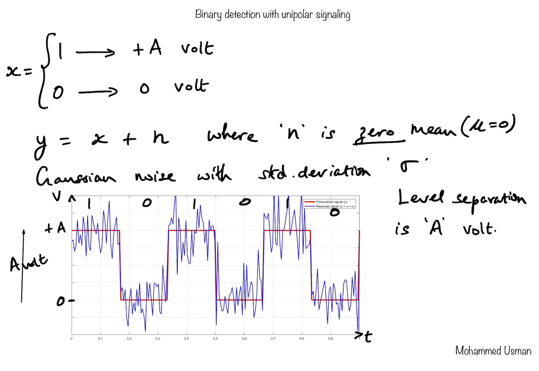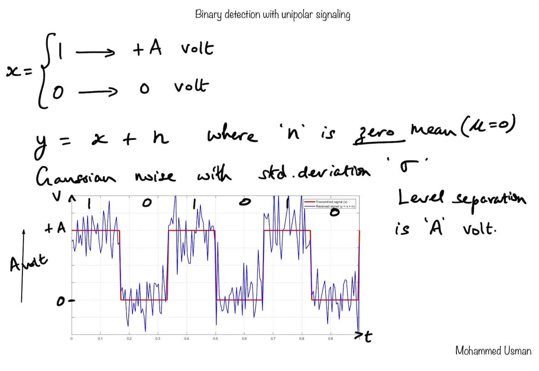Now clearly, if you look at this figure, we can have a threshold which is exactly halfway between 0 and A volt. If we draw a level exactly halfway between 0 and A, and say if the received signal Y is greater than that level, we will decide in favor of 1, and if it is less than that level, we will decide in favor of 0. So we can have a threshold. I'll use a color like this. Okay, so that could be our threshold.